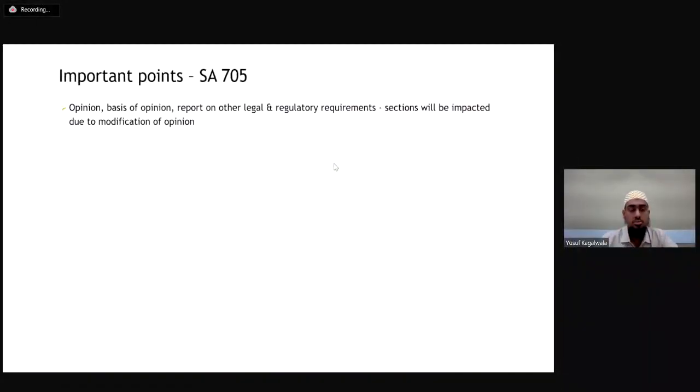Now, important points. These are most of the things we checked. So I summarize some important points with respect to SA 705. When qualification or modification happens in the audit report, the opinion para, basis of opinion para, and other legal and regulatory requirements are the major sections where changes take place.